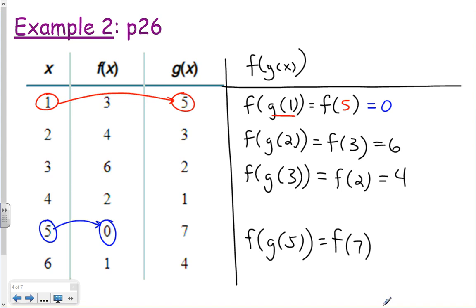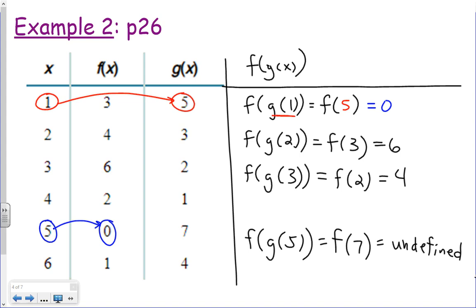And then when I go to plug in 7, oh, there we run into a problem, don't we? This all works great as long as these numbers all show up in my table, but I just ran into a problem that there is no row 7, so I can't find out what f of 7 is equal to. So this does not exist, or it's undefined. Based on the data they gave us, I can't tell you what that value is equal to, so it's undefined.